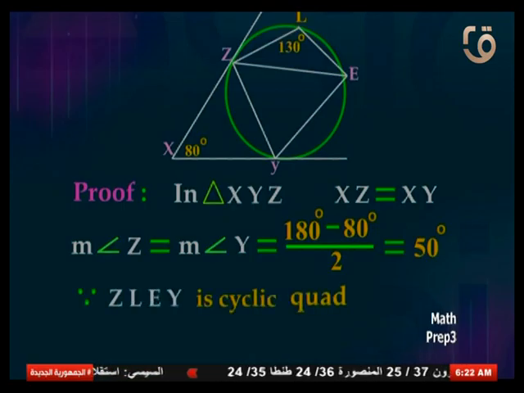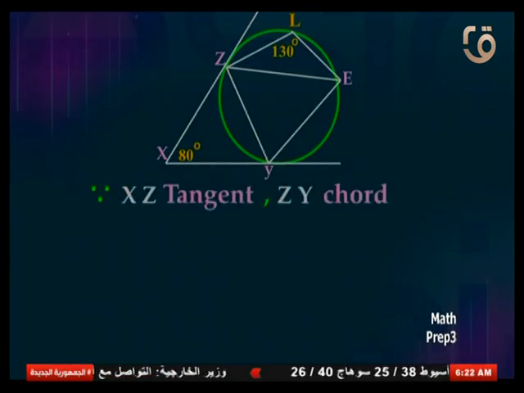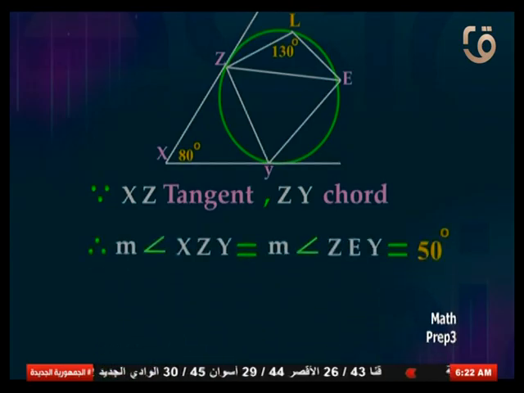Then, as the figure ZLEY is a cyclic quadrilateral, measure angle Y equals 180 degrees minus 130 degrees, equal to 50 degrees. So, as XZ is a tangent and ZY is a chord of the circle, the angle of tangency is equal to the inscribed angle subtended by the same arc. So we can say that measure angle XZY equals measure angle ZEY equals 50 degrees.